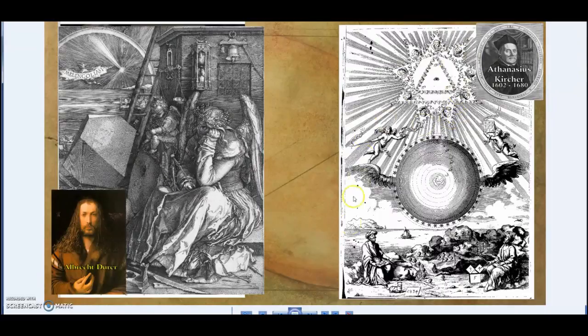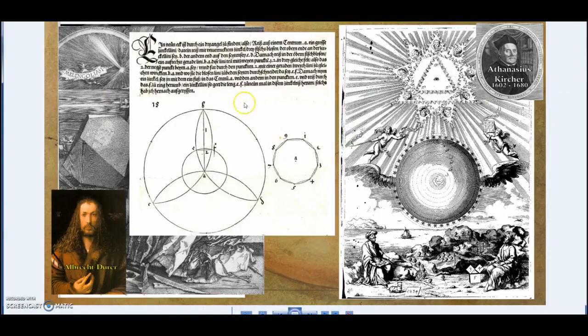Now, I've been focusing on this drawing by Kircher and touched on Albrecht Dürer, or Durer, I'm not sure, but this is his construction to get a close approximate of the nonagon, the 9-sided polygon or 9-pointed star. And that's what we see here, the 9-pointed star.